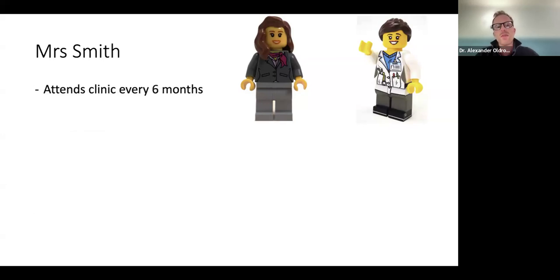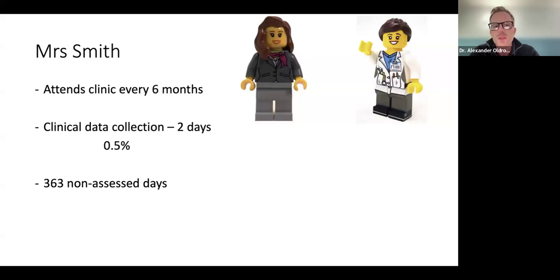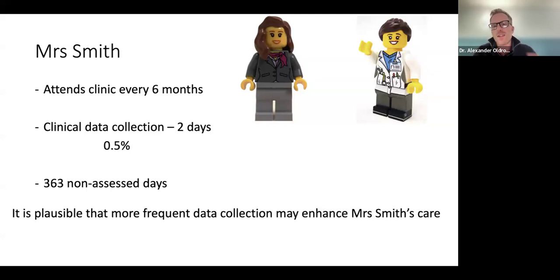Now, Mrs. Smith, as I said, comes to clinic every 6 months. So the only time that we actually collect any clinical data on her is on those 2 clinic appointments, those 2 days a year. That's 0.5% of the whole year. We don't know what happens the rest of the time. So there's 363 non-assessed days in the year. And I'm sure you'd all agree it's plausible that collecting data more frequently may enhance Mrs. Smith's care. It may allow her and her doctor to make more clinical decisions that are focused on her care and what's affecting her.